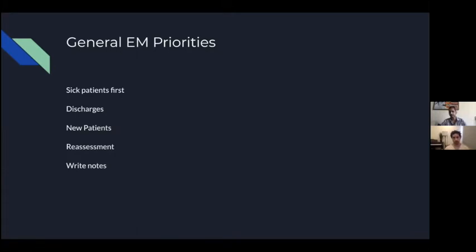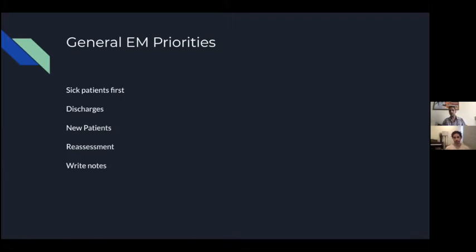The third thing is to pick up new patients. So after you're done seeing all the sick patients and putting in the discharges, you want to try and pick up any new patient that's in the department. And after you see those new patients, you want to reassess your old patients. Because you'll be performing parallel processing, you will have a list of patients that are all being worked up at the same time. So it's important periodically to go back and make sure that you reassess them and that you ensure that all of their labs, imaging, and treatments are all being performed so that you can efficiently discharge them.